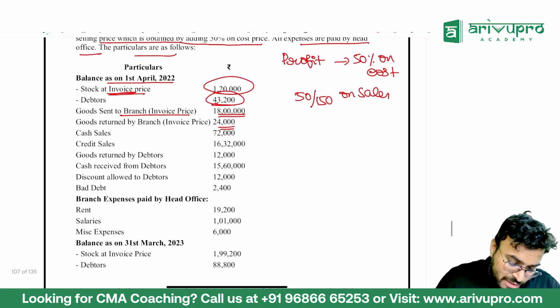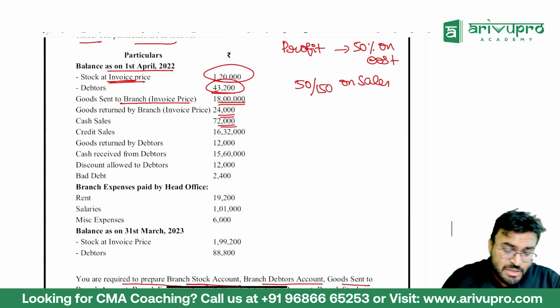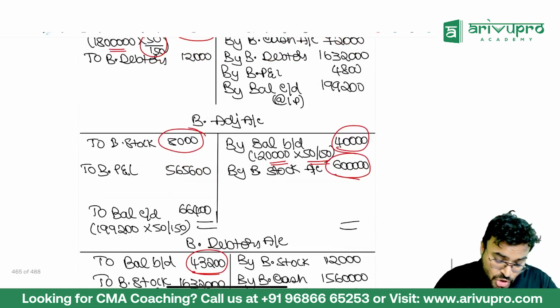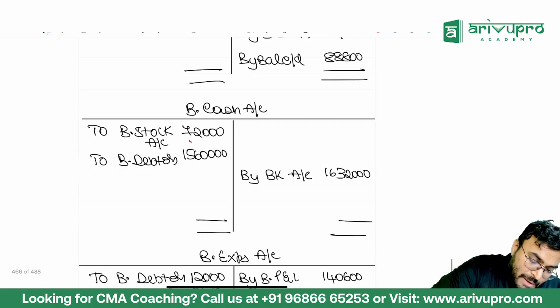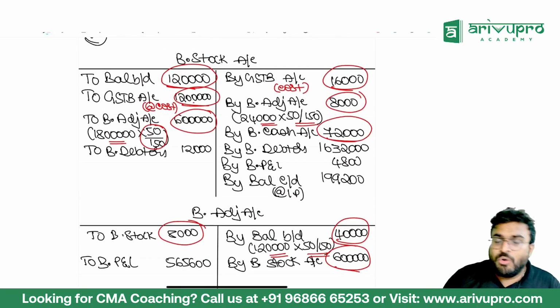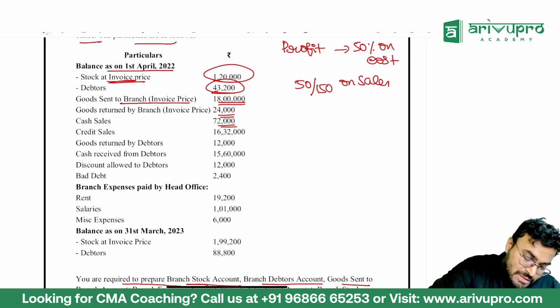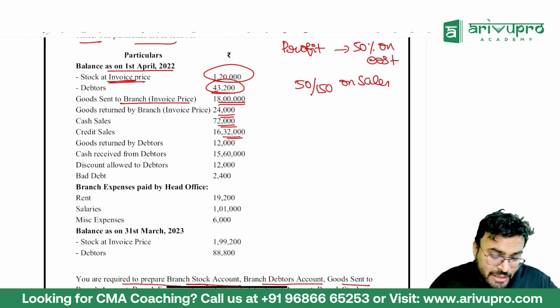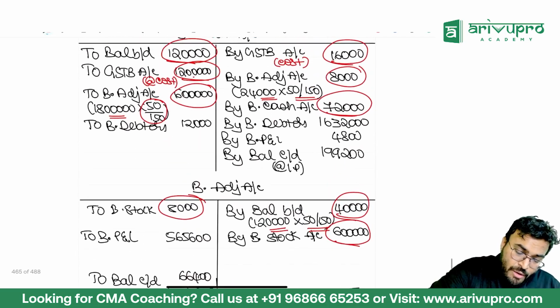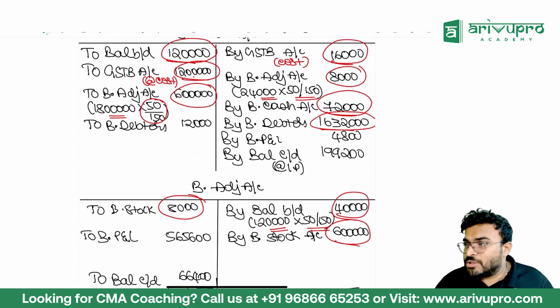Okay guys, next, cash sales. What should be the entry for cash sale? Branch cash account debited to branch stock account. Go to branch cash account debited to branch stock account. Clear? Next, credit sales. Credit sale, what should be the entry? Branch debtors account debited to branch stock account.